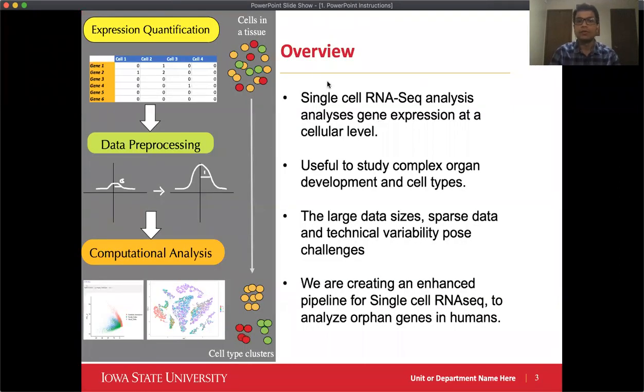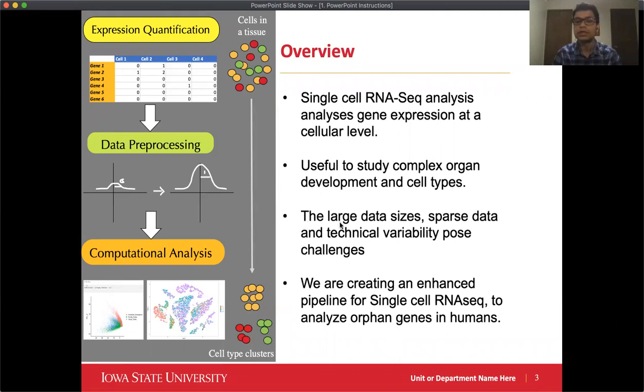So this is a brief overview of my research work. Single cell RNA sequencing analysis basically analyzes gene expression data at cellular level, and this is a new methodology of studying gene expression data. It's useful to study complex organ development and cell types. Previously this was not the case because there was no fine-grained data at cellular level. And computationally, this poses a lot of challenges.